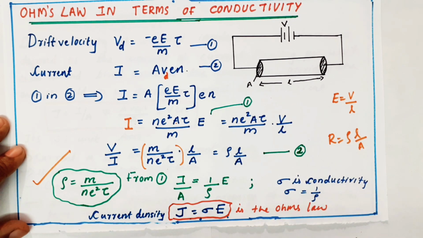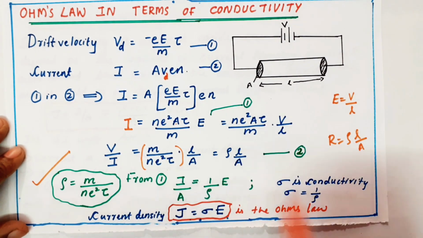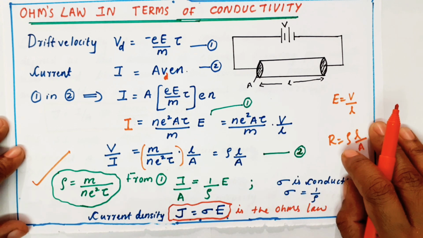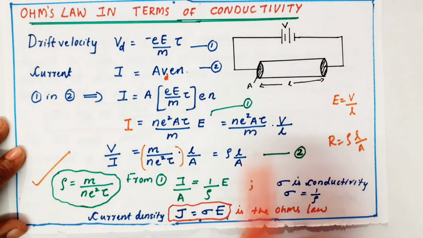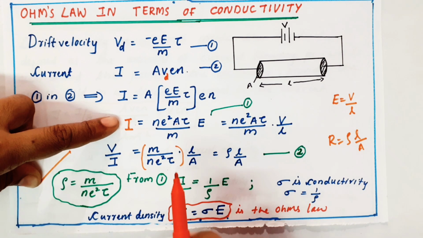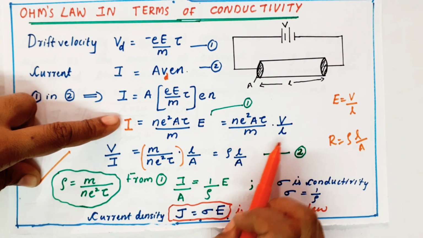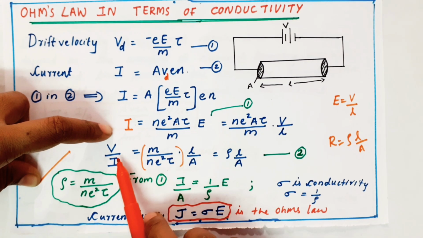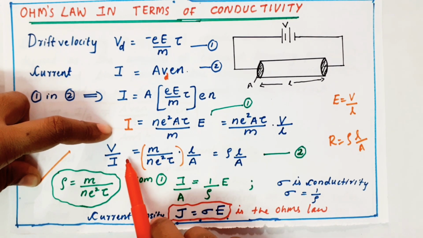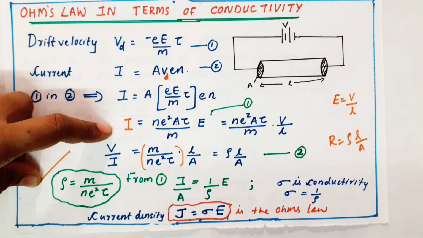Okay, simple thing. We wrote drift velocity as E by m into tau. Current is n e A v, and in that v we substituted E by m into tau. We get an equation, right? From this I found two things. First, how to get rho: for that, I wrote E in terms of V by L. Then I found V by I, because V by I is R. From that, I got rho equal to m by n e square tau. That part is over, because in a few questions they may ask what factors resistivity depends on.